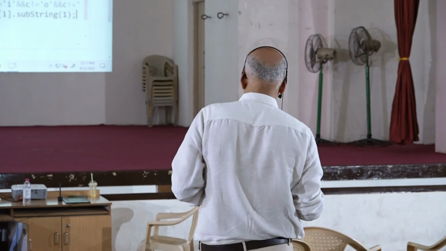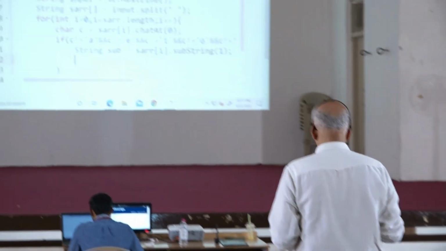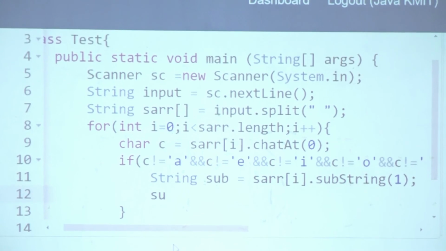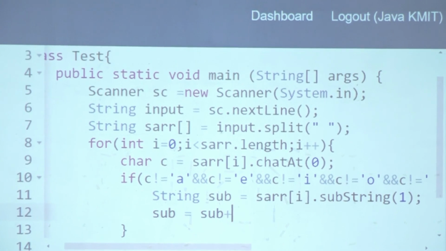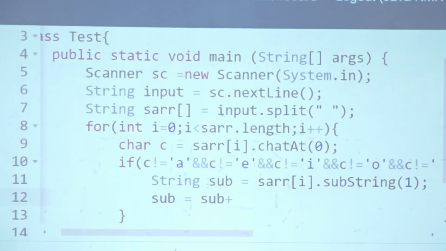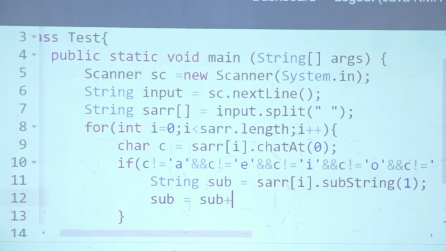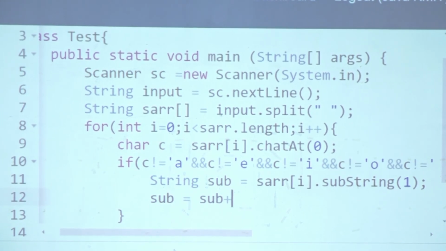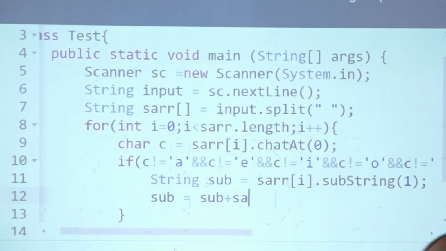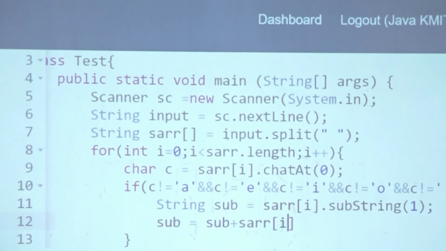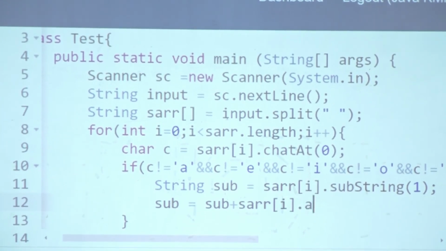Then what will I do? Sub is equal to sub plus what? The first character. I can append it. So I will say SARR of I dot char at 0, whatever that character is.